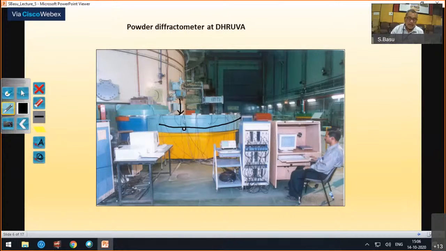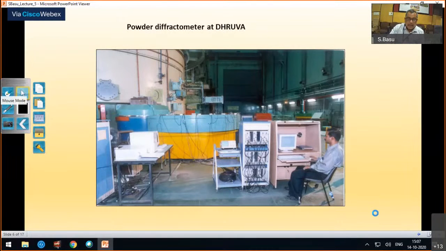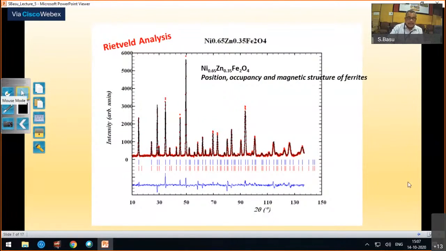That means you measure intensity of neutrons as a function of angle, no energy analysis. So this is pure structural work. We don't do any energy analysis. Energy is related to time or dynamics. We don't do that here. And what you get is data which looks like this.